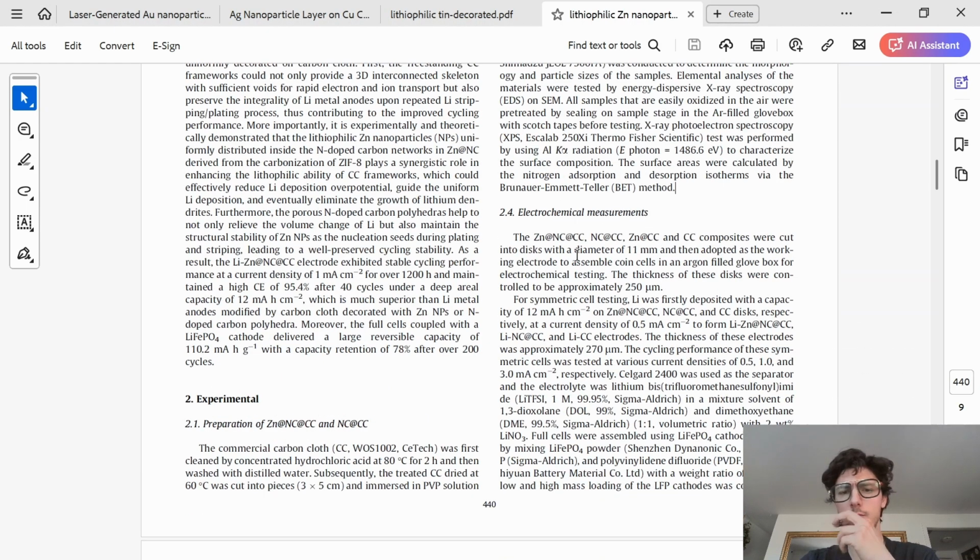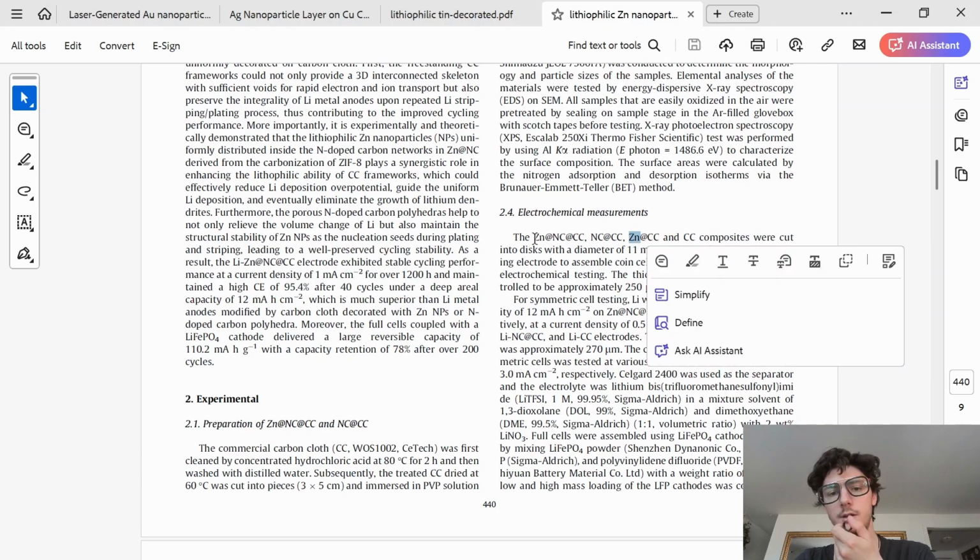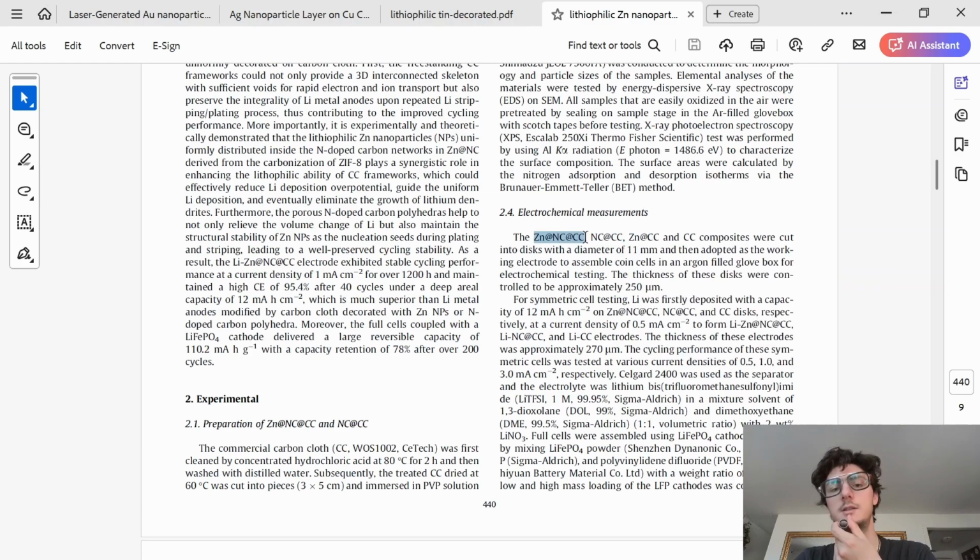Let's take a look at the electrochemical measurements. So we got this fabricated material here with the zinc, with the NC, and the NC with the carbon cloth, and the zinc with the carbon cloth, and just the carbon cloth. So we got the carbon cloth, the zinc with the carbon cloth, the NC with the carbon cloth, I don't know what this NC is, and the zinc with the NC with the carbon cloth. So 4 different materials here.